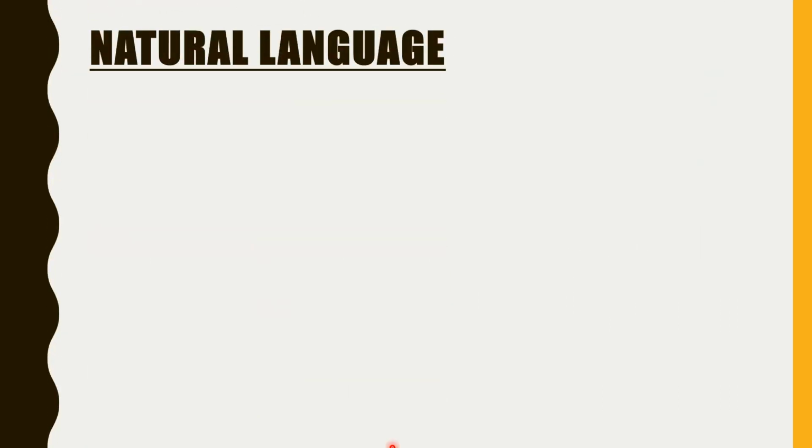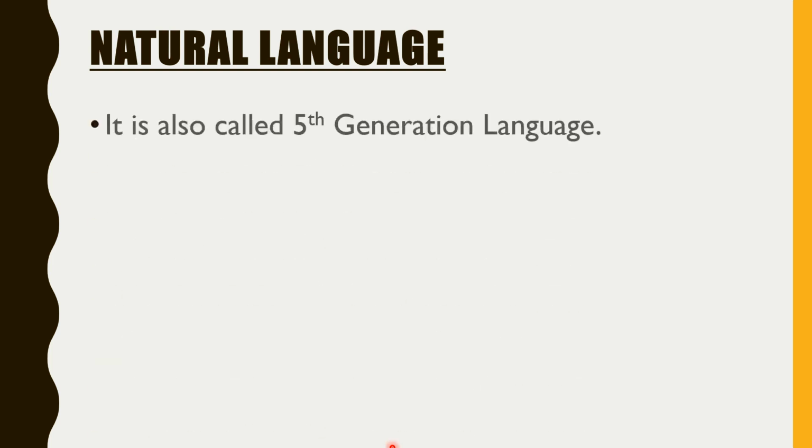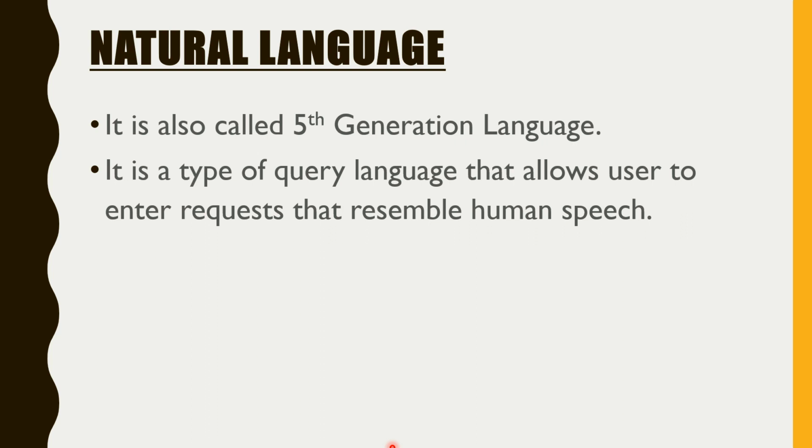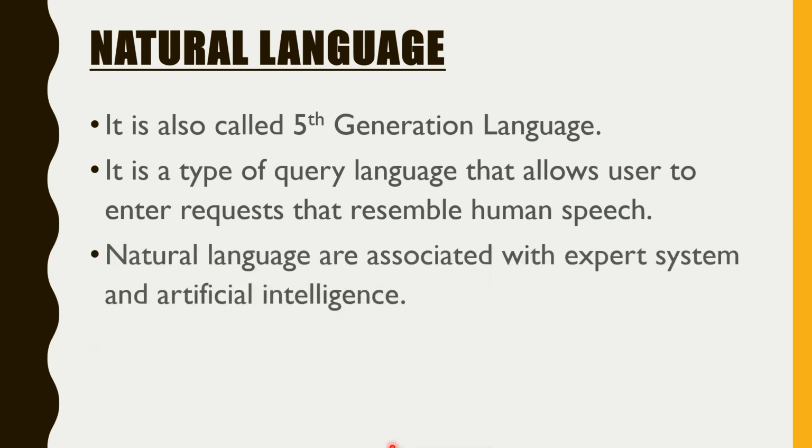And the last category of high-level language is natural language. A natural language, sometimes called fifth generation language, is a type of query language that allows the users to enter requests that resemble human speech. Natural language is associated with expert systems and artificial intelligence. Its example is Visual Basic, Oracle and Java. All these are examples of high level language, that is the natural language.